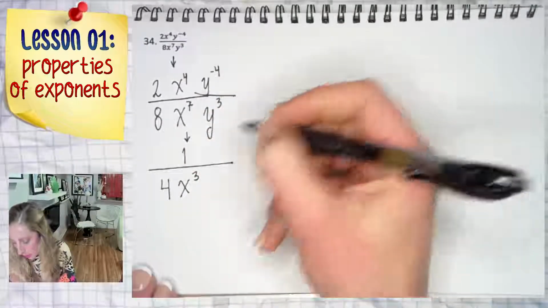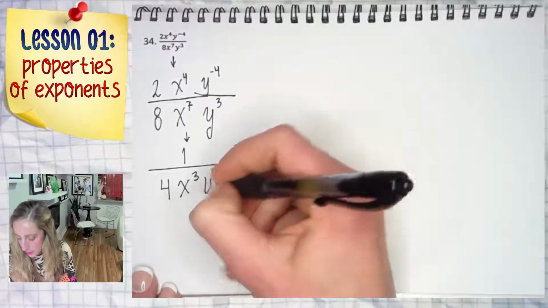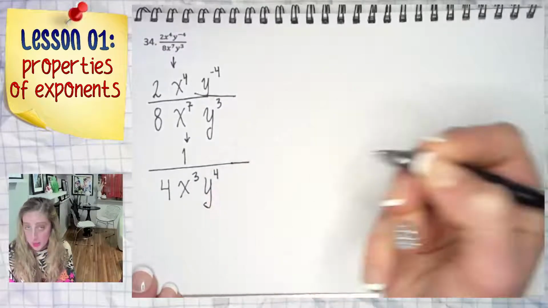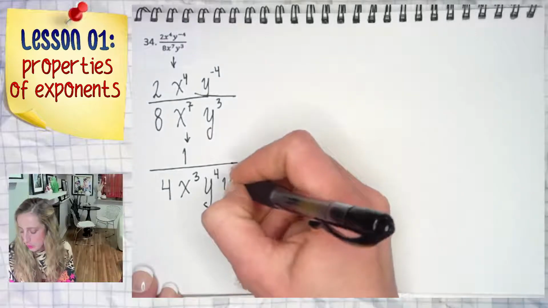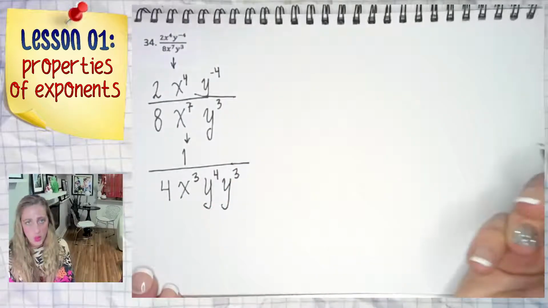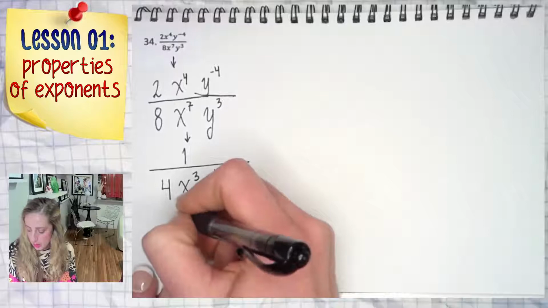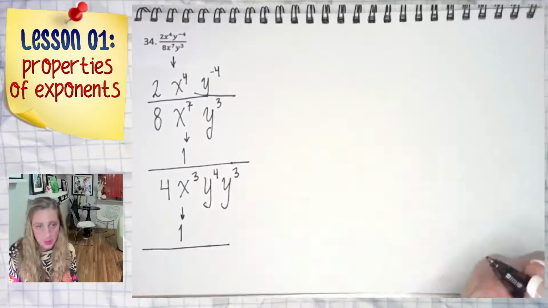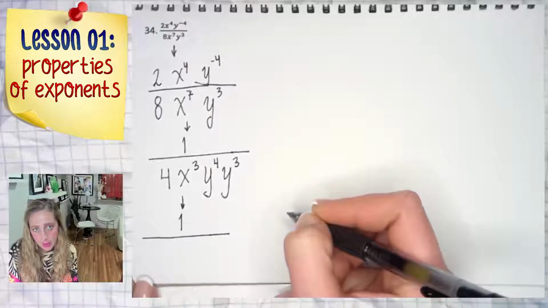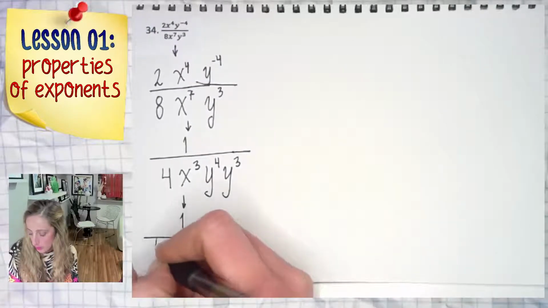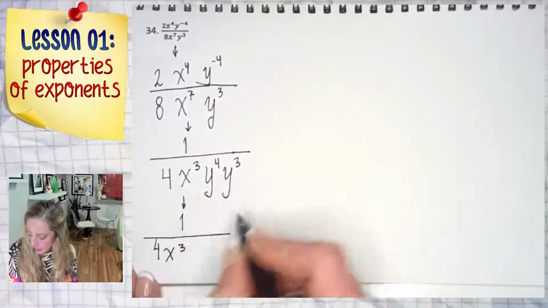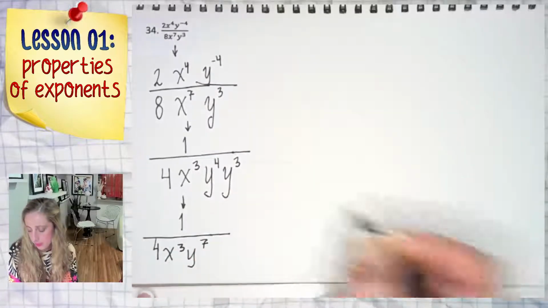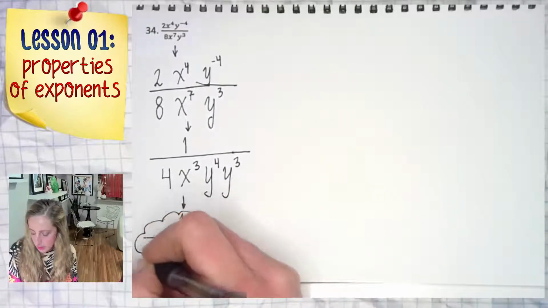Now here, I'll break this part up a little into 2 steps, but y to the 4th relocates down to the bottom. The power becomes positive in the process, and y to the 3rd is waiting for it. They're going to buddy up in our last step here. So that 1 was definitely needed because it's all by itself. And what do we have? We have 4 x to the 3rd, y to the 7. And that's all there is to it.